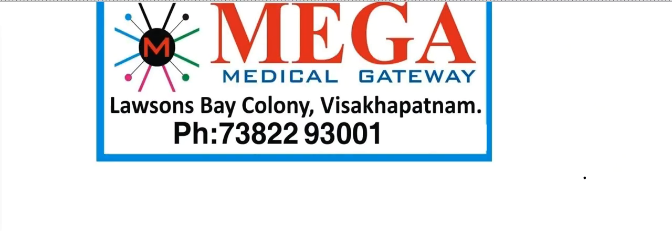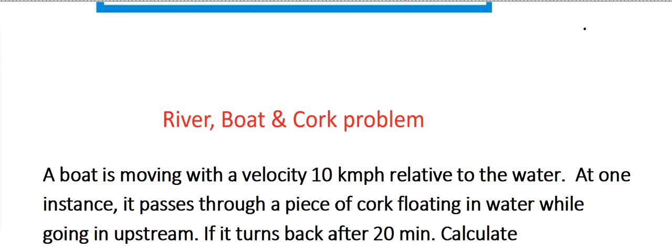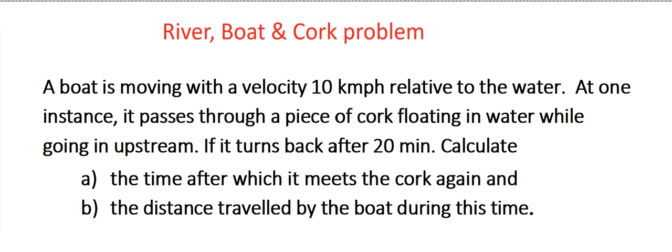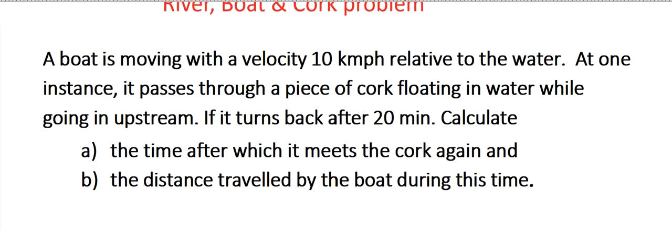Hello, let us discuss the river, boat and cork problem. A boat is moving with a velocity of 10 km per hour relative to the water. At one instance, it passes a piece of cork floating in water while going upstream. If it turns back after 20 minutes, calculate the time after which it meets the cork again and the distance traveled by the boat during this time.